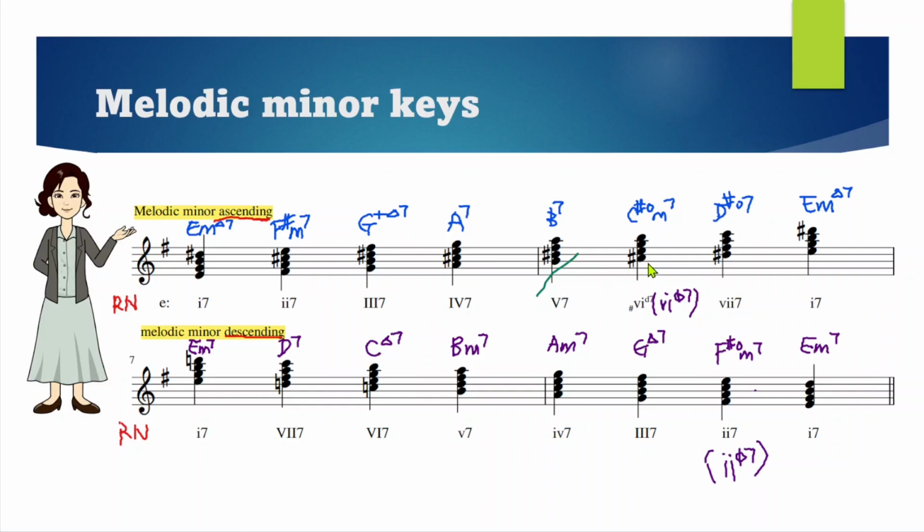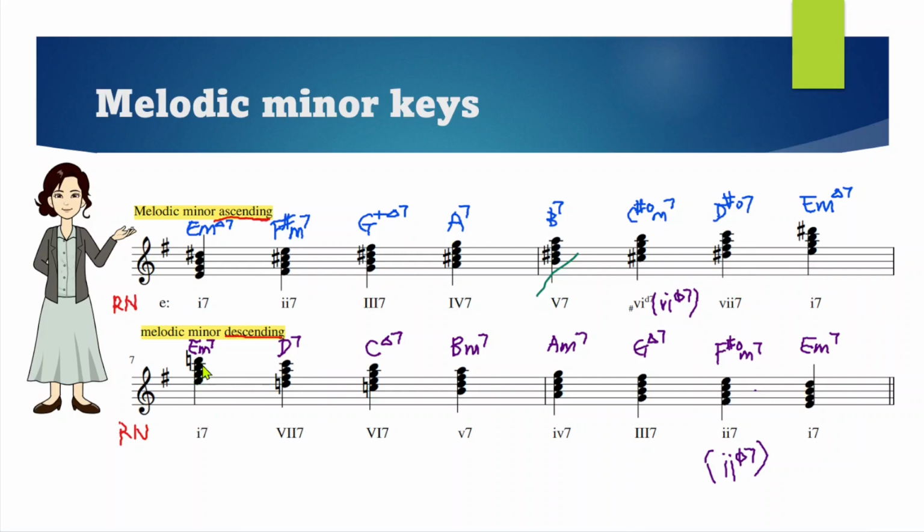The VI 7 becomes a half diminished 7 chord because the 6th note is in the root. And because the root has changed, so the sharp sign will be written at the left-hand corner. The VII chord is a full diminished 7. It's the same as harmonic minor. Now look at the ascending scale.